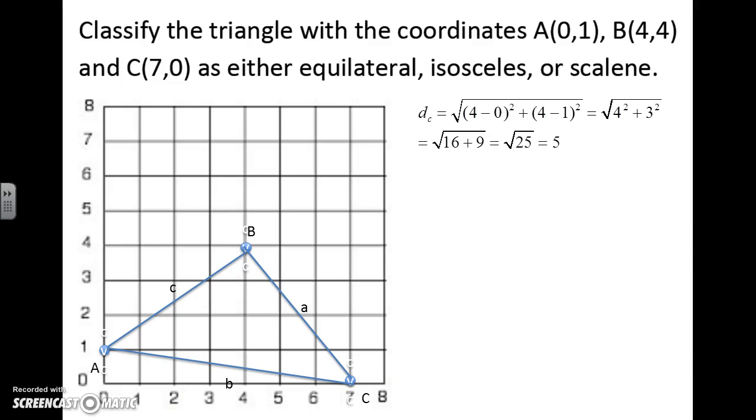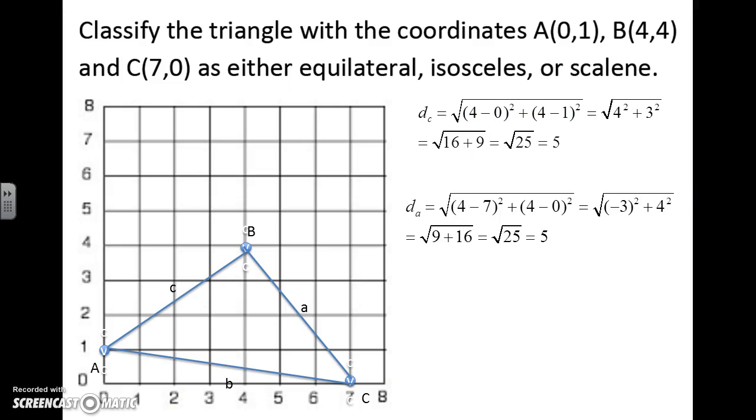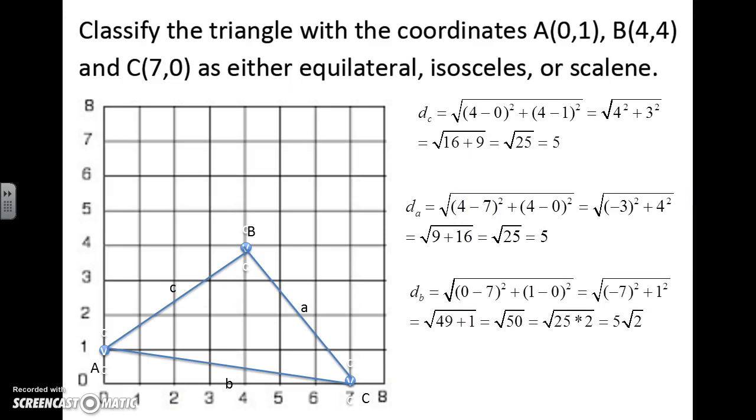Equilateral means all sides are equal, isosceles means two sides are equal, and scalene means no sides are equal. So the distance of segment C, the segment connecting point A to point B, I just plug the points into the distance formula. I get that the length of C is 5. I do the same thing for A. I also get 5. And the same thing for side B. I get 5 square root of 2. Because of this, I can determine that triangle ABC must be isosceles because two sides are congruent.